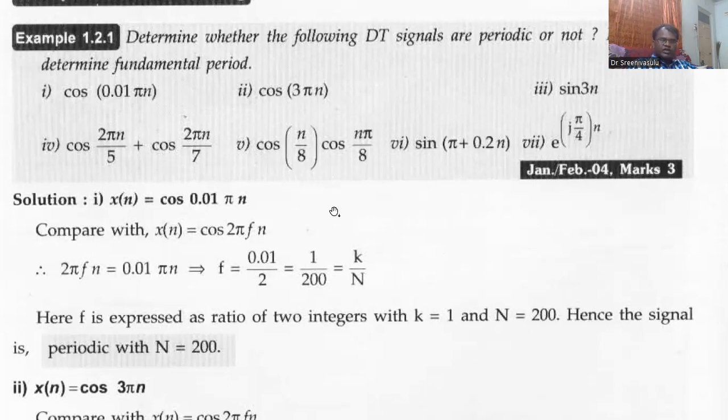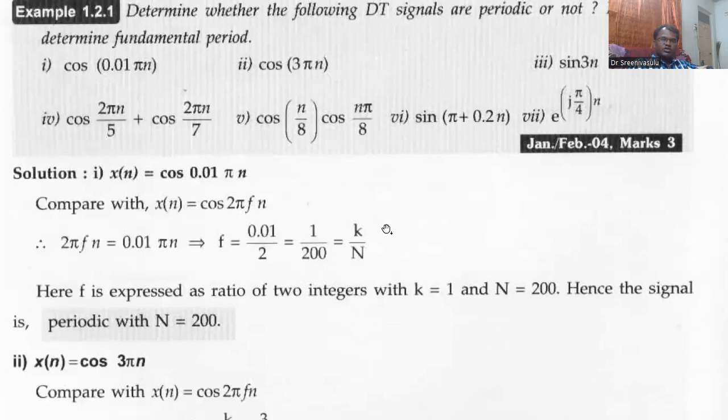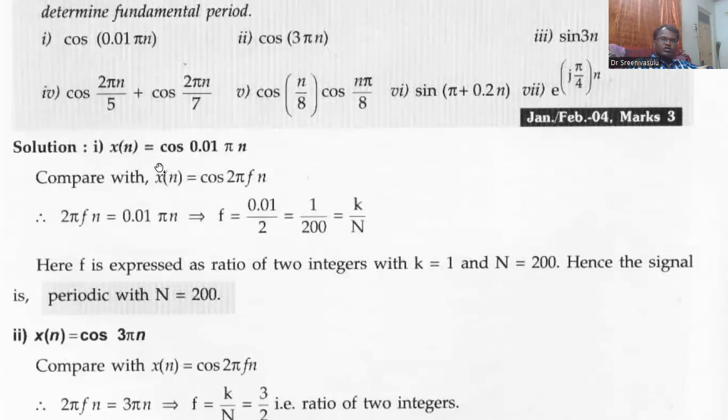If f naught is a rational number, that is a ratio of two integers, numerator and denominator both integers, then we can say that particular sequence is a periodic sequence. Now you observe this one, x of n is equal to cos omega naught n. So here you take this omega naught. Omega naught is equal to 2 pi f naught.